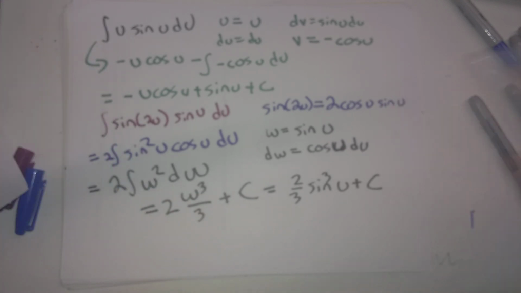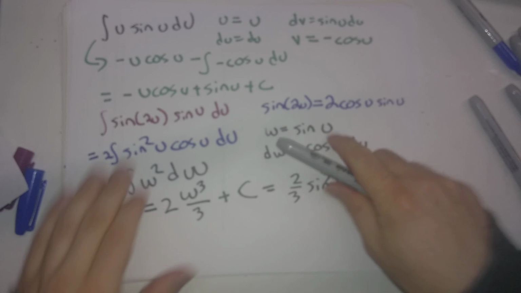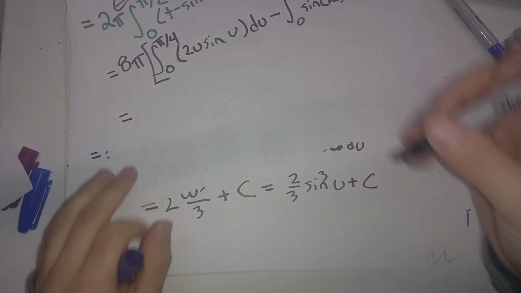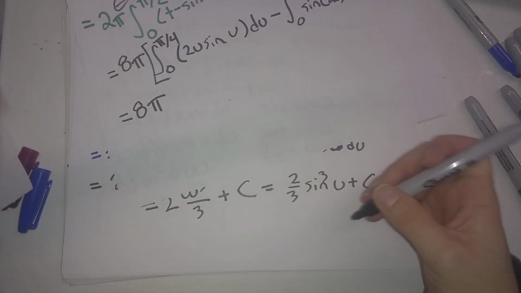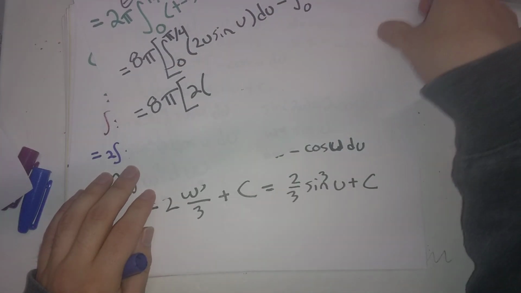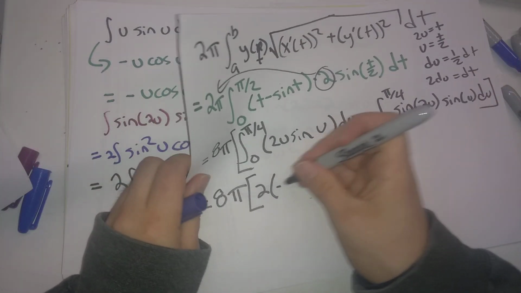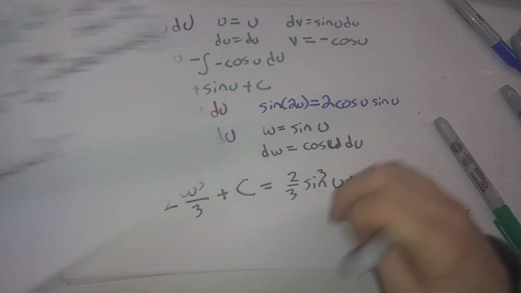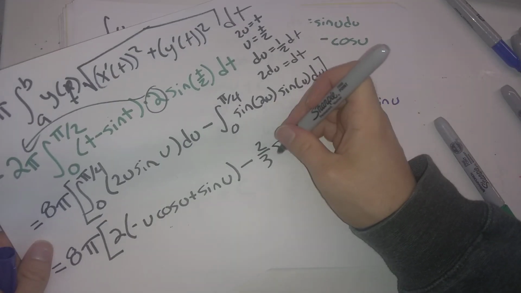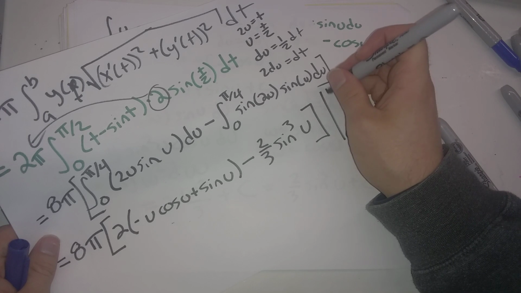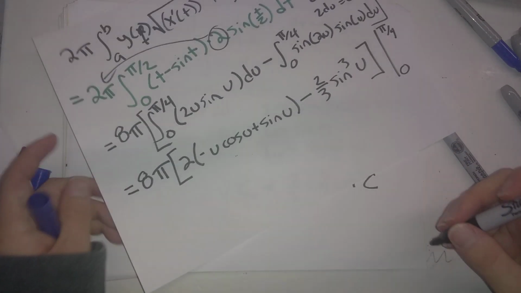So to finish off everything, this is going to be 8 pi times 2 times the antiderivative of u sine u, which is minus u cosine u plus sine u, minus 2/3 of sine cubed of u, and plug in 0 to pi over 4.